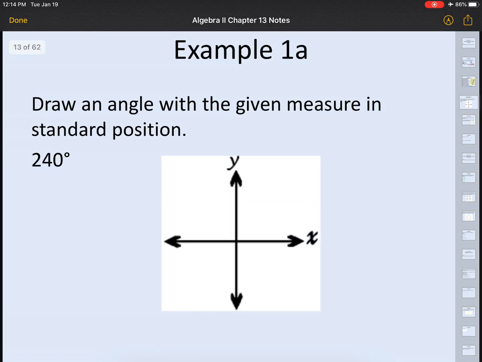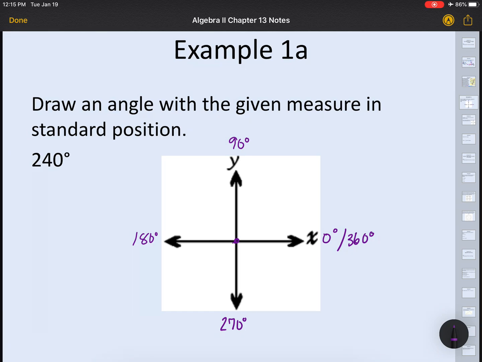So for example here, let's say we want to draw an angle with the given measure in standard position. Remember, it's got to be at the origin. So here's our dot at the origin, and we have to graph 240 degrees. So this is 0 degrees. Here is 90 degrees. Here's 180 degrees. And here's 270 degrees. And if we go 90 more, that's the same thing as 360 degrees.